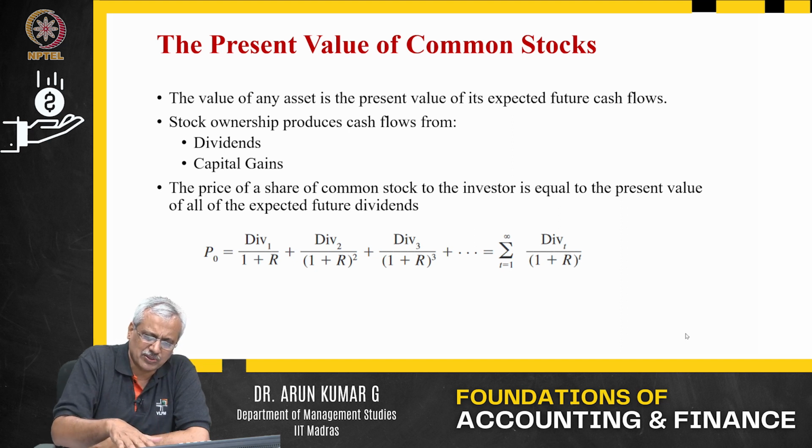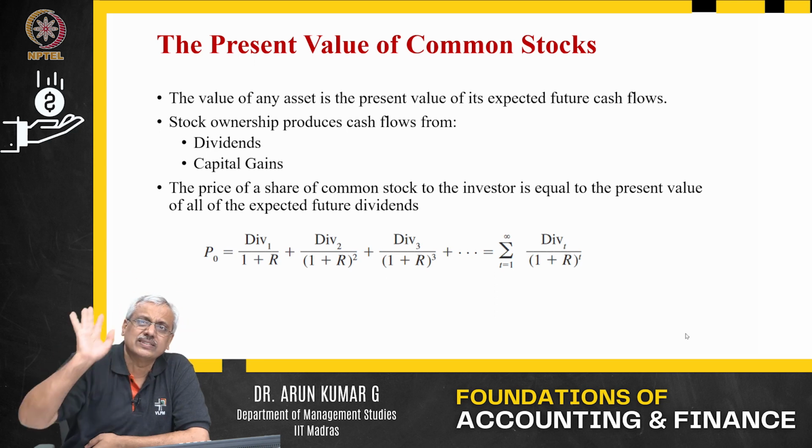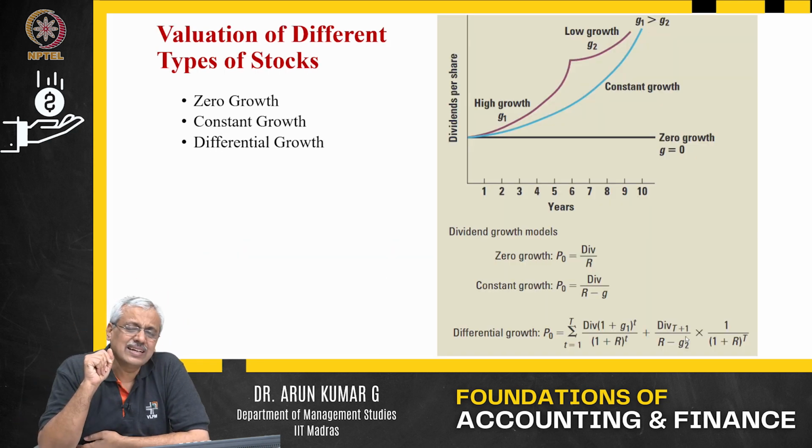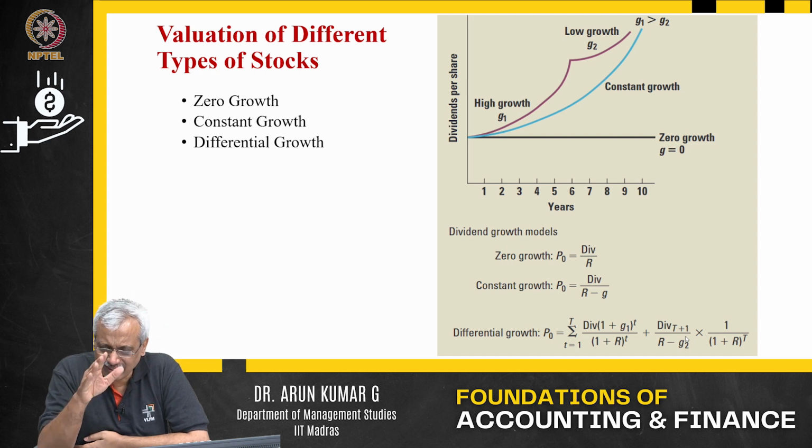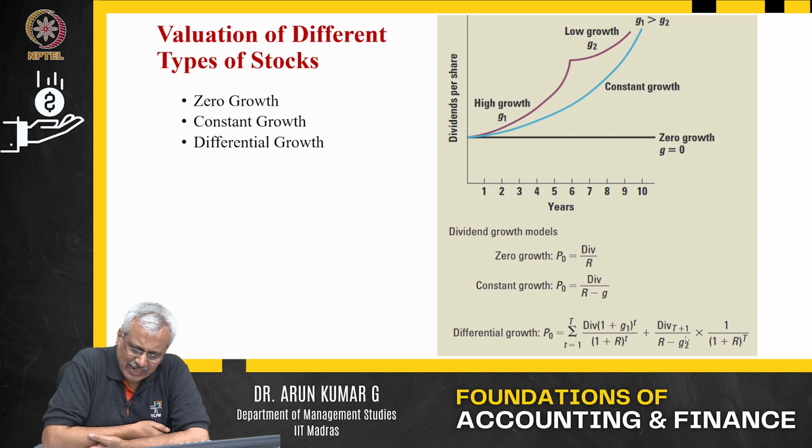The price of the common stock to the investors is equal to the present value of all the expected future dividends. But dividends can also vary in three forms. There can be a zero growth, where the dividend is constant year on year, exactly the same. There is a constant growth. There is what is called differential growth, where the rate at which the dividend grows is very, very different every year. It is not constant.